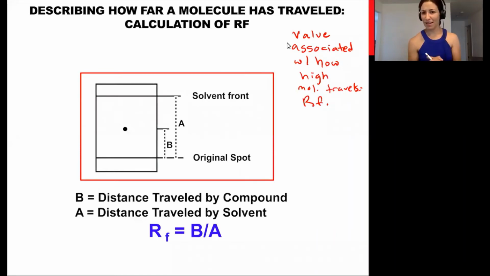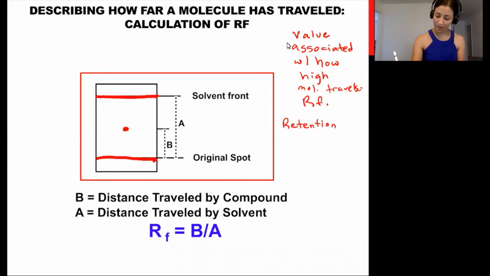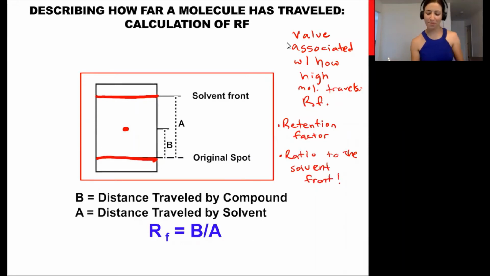When I actually learned organic chemistry, someone gave me a little trick too. They said, you could think of it as the ratio to the front, meaning how far does your molecule travel relative to the distance the solvent traveled from your original line to the solvent front. So you can think of this as either a retention factor or a ratio to the solvent front. However you remember it is okay by me.